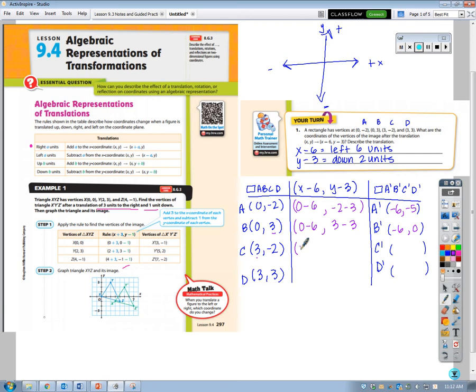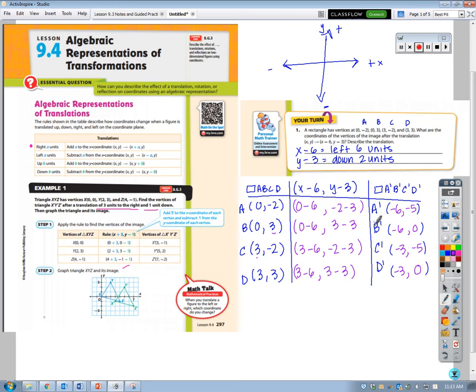I've got 3 minus 6 and -2 minus 3. So 3 minus 6 is -3, and -2 minus 3 is -5. Okay? And then the last one I've got is 3 minus 6 and 3 minus 3. So 3 minus 6, again, is -3, and 3 minus 3 is 0.